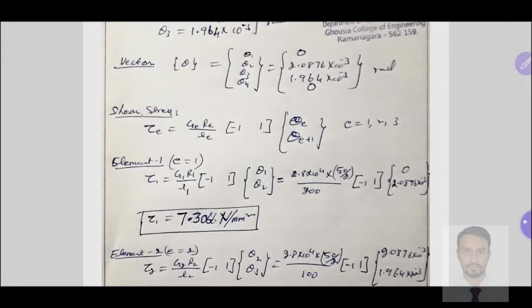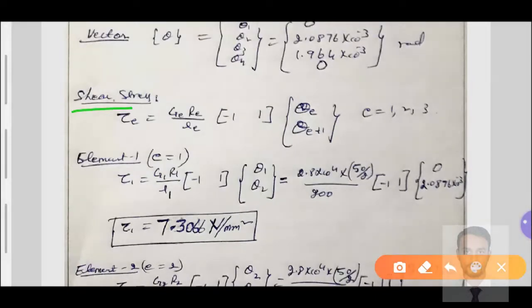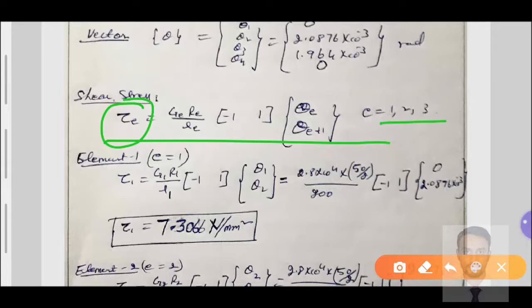Now we'll go for determining the stress induced. What is the stress induced in an element? Tau equals G R by L times minus 1, 1 times theta E, theta E plus 1. This is the generalized equation for a shaft to determine the shear stress induced in a shaft element, right? So how many elements have we considered? We have 3 elements: 1, 2, 3, right?